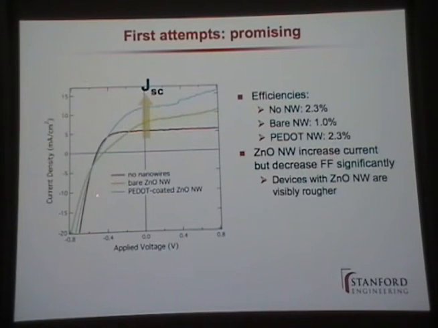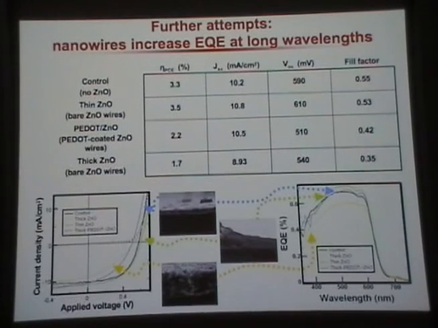If you have PEDOT-coated zinc oxide nanowires, the short circuit current goes up. The efficiency doesn't go up because the fill factor took a hit, because we can't make cells as good as we can on ITO PEDOT when you have these rough nanowires. But it's still encouraging because the short circuit current goes up. A further attempt was a little bit better. I just want to focus on this one: thin zinc oxide, bare zinc oxide nanowires. It's the green curve here.